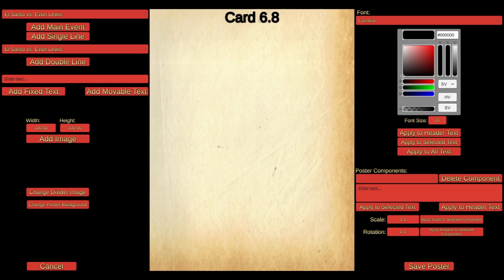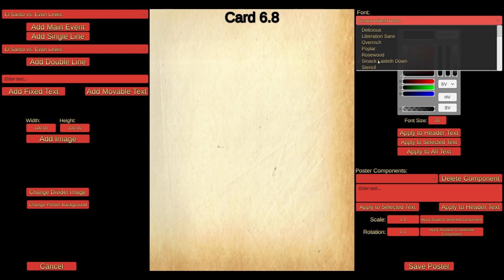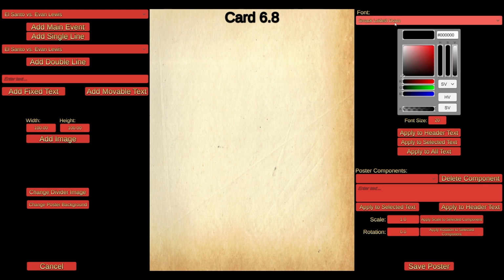We click that. It's going to stick our card name up there, the one that we gave it in the other screen. Let's say we don't want that. We want it to be different. We're going to change the text right now. We'll do Smack Ladeth Down. We'll add that. And let's say we want to change the actual text too. We'll go NWC Presents Card 6.8. And then we're going to apply to the header text, which is this.